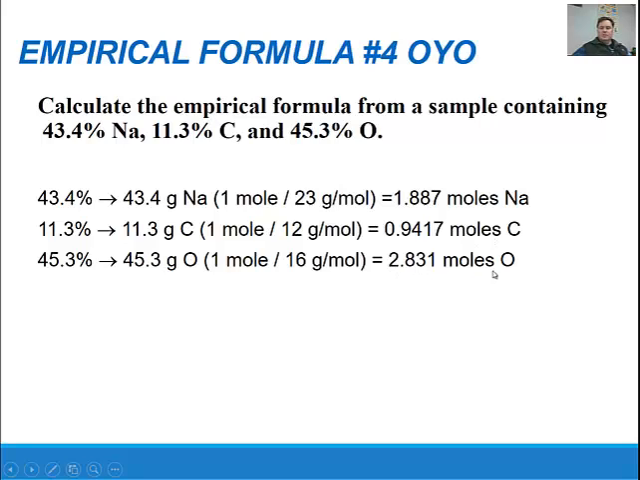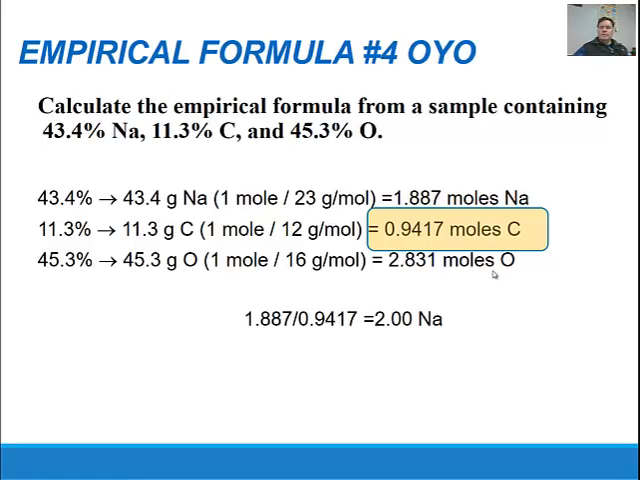Which one's our smallest? Well, that's going to be carbon. So we're going to divide everything by 0.9418. Okay, so we end up with 2 moles of sodium, 3 moles of oxygen, and 1 mole of carbon. So which order to put them in?